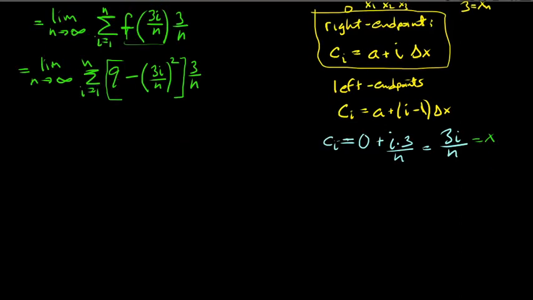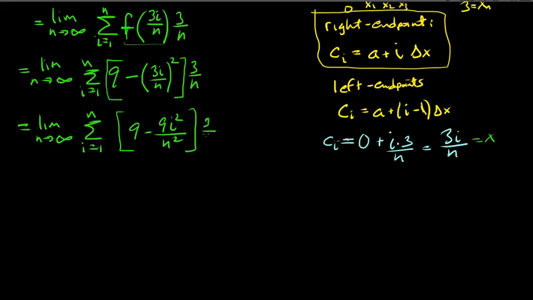Now we can multiply this out a little bit here. I know it's a pain to write the limit and the sum, but we're not done with them yet, so we've got to keep going. What's in the bracket here? We have 9 minus 3 squared, which is 9, i squared over n squared. I just distributed the 2 here. We still have 3 over n. Just doing a little bit of algebra here, and I'm trying not to skip too many steps.